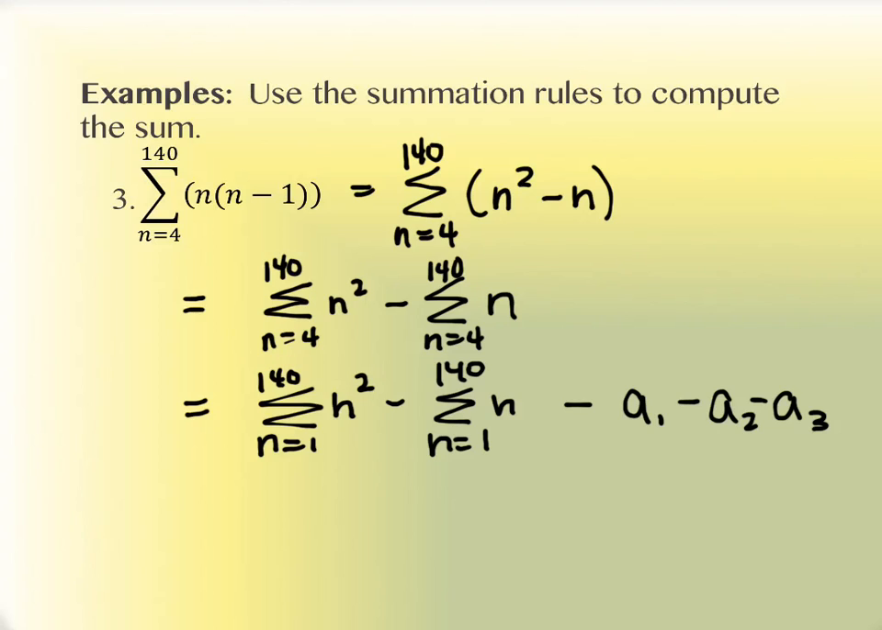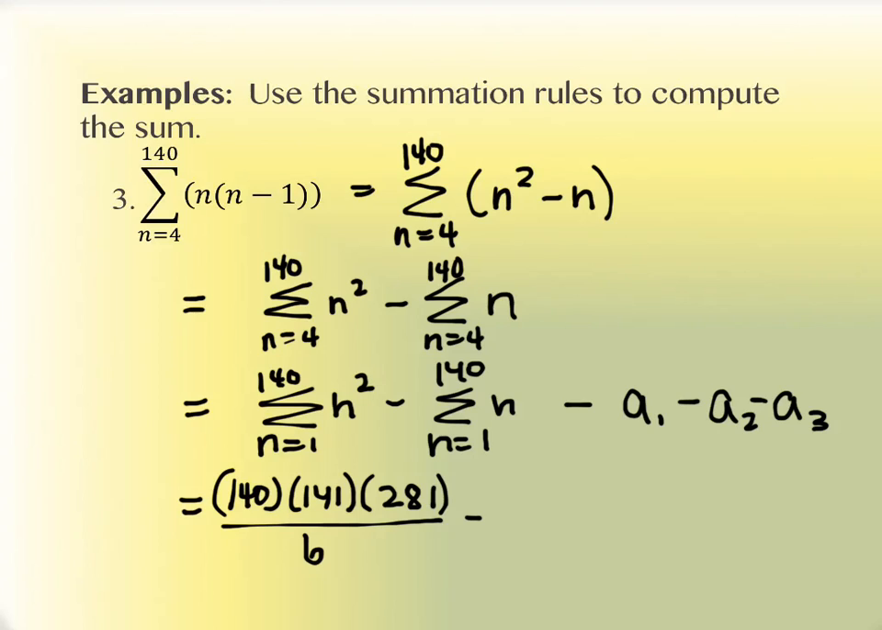All right, the n squared one. What do I get? How do I get that one? 140 times 141 times 281, right? Over 6. All right, so we'll do the first one. Somebody else do the second one for me. What am I going to multiply on top? 140 times 141. Good.